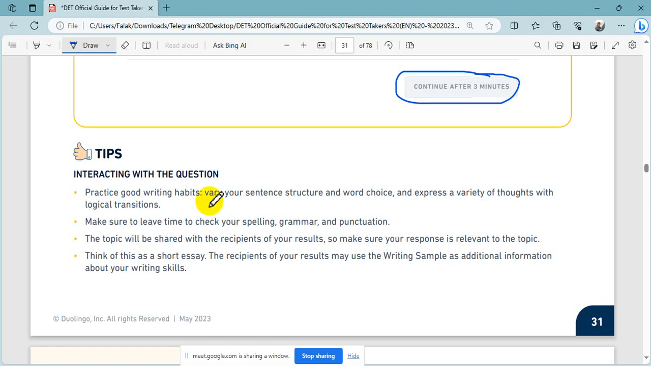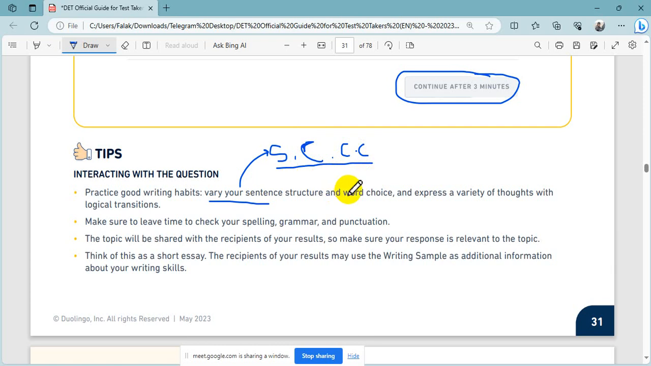The first one is vary your sentences. When they ask you to vary your sentences, they're asking you to write simple statements, also compound sentences, and also compound complex sentences. Use all these 3 sentence structures. Don't stick just with the simple sentences or with the compound sentences. The most powerful sentences are compound and compound complex sentences. So try to vary them.